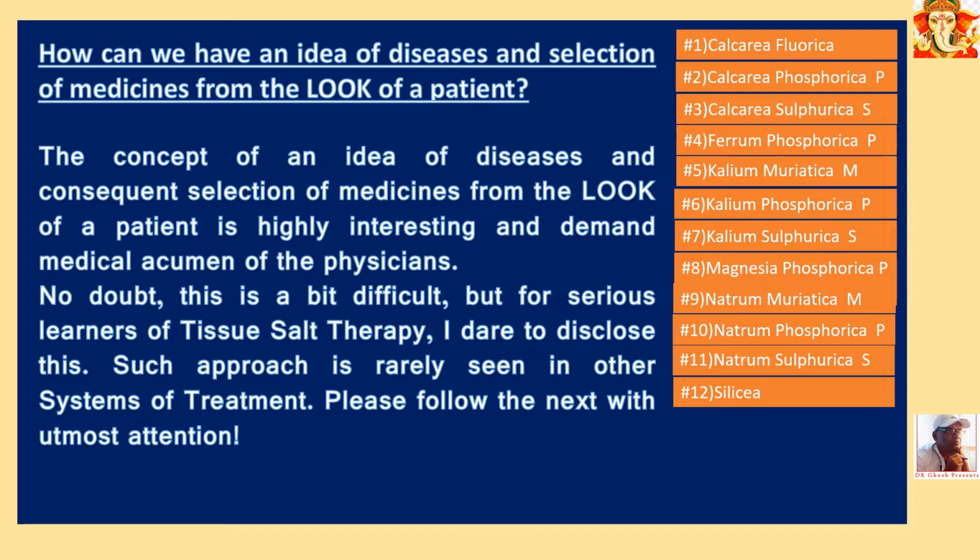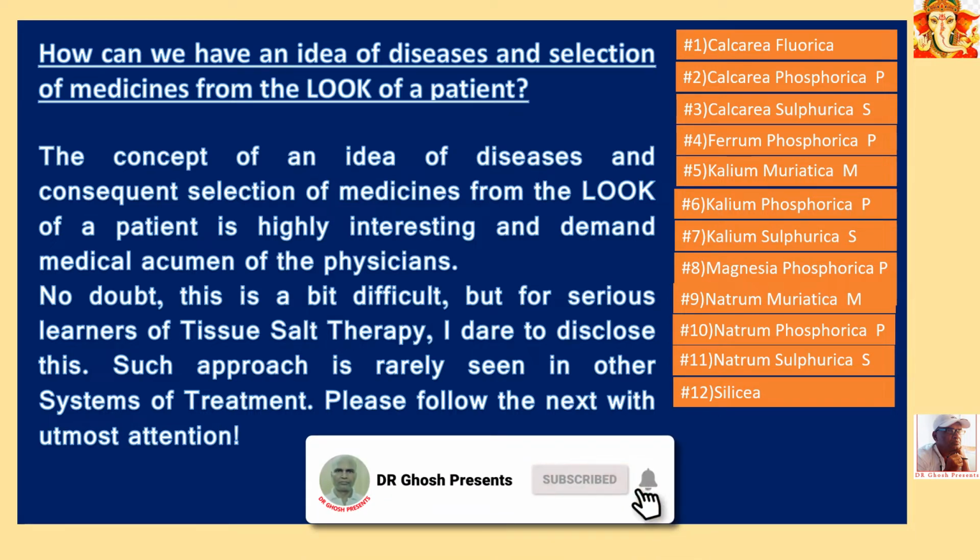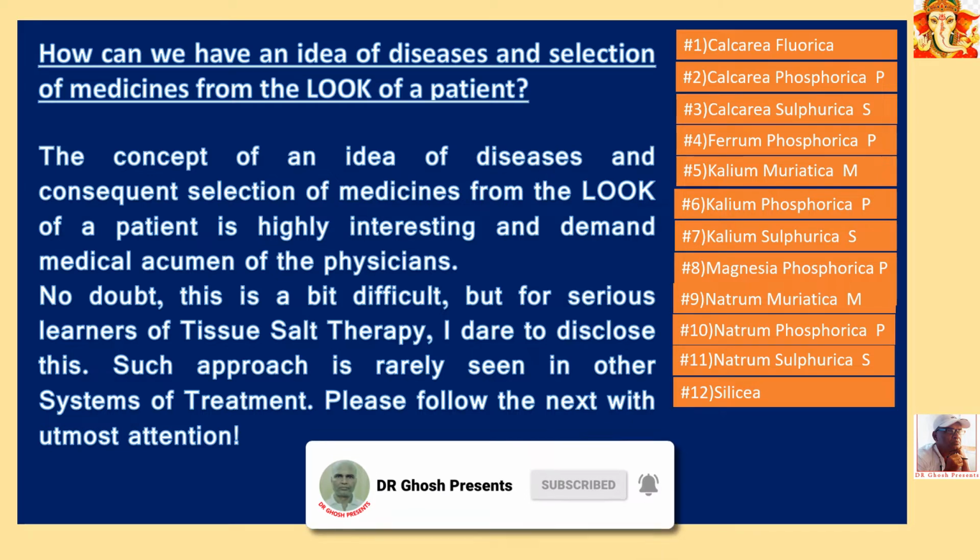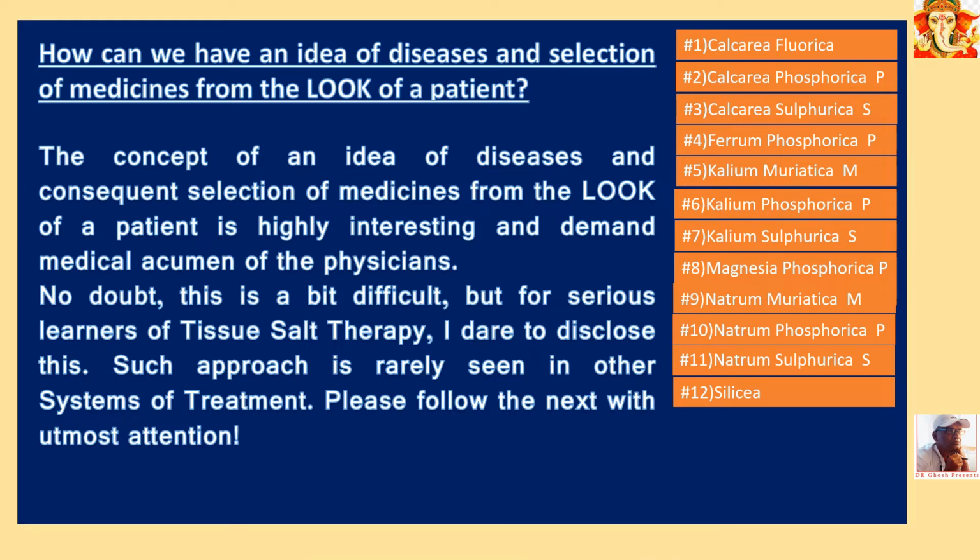Again, the 12 salts are demonstrated on the right hand side. It will be demonstrated several times since we have to memorize all these 12 salt names and their positions. That is, when salt number 7 is called, it will be kalium sulfuricum. When salt number 11, it will be natrum sulfuricum. When salt number 3, it will be calcarea sulfuricum. This position and name are fixed.